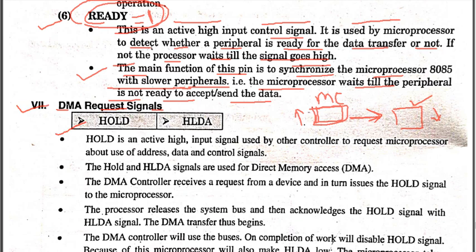Next is the DMA request signal. There are two DMA request signals, HOLD and HLDA. HOLD is an active high input signal used by another controller to request the microprocessor for the use of the address, data and control signals.